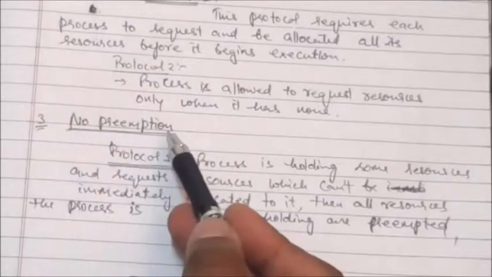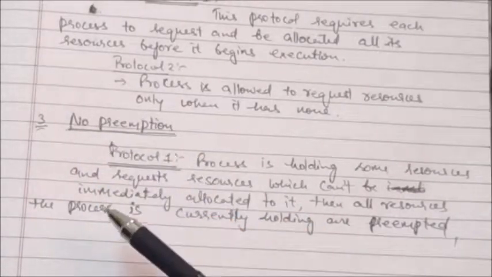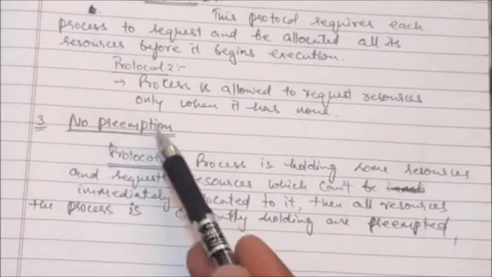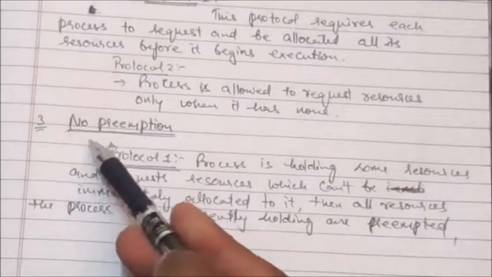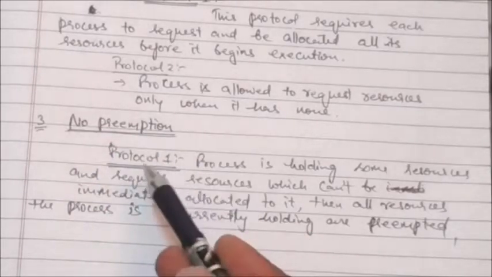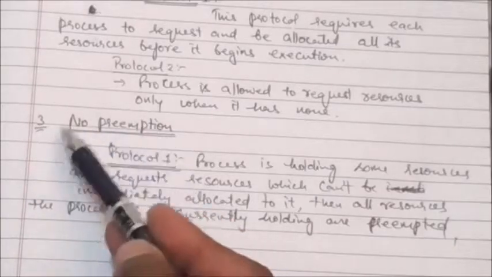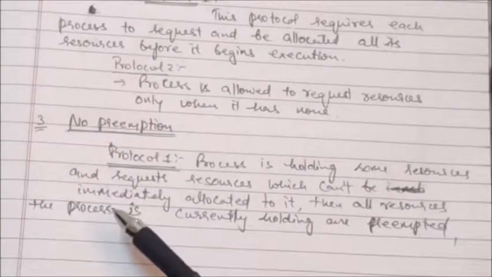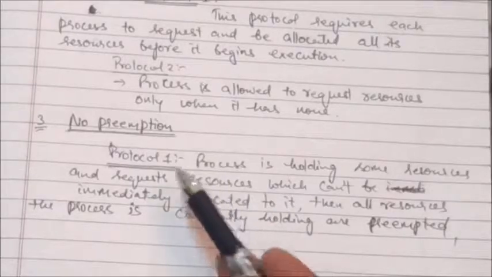Now the third condition is no preemption. How can we ensure that this condition cannot hold? For this we have two protocols. To ensure that the no preemption condition cannot hold, we have two protocols. Let us see the first protocol.